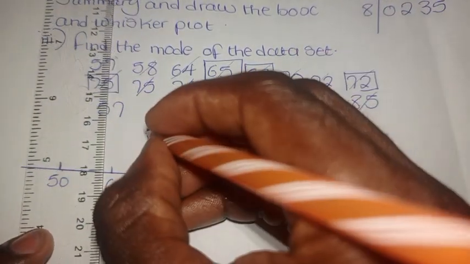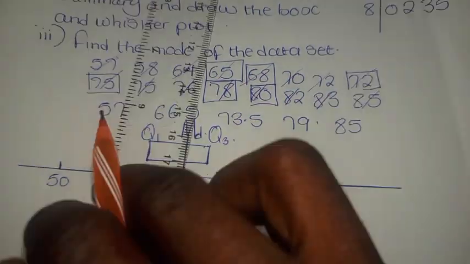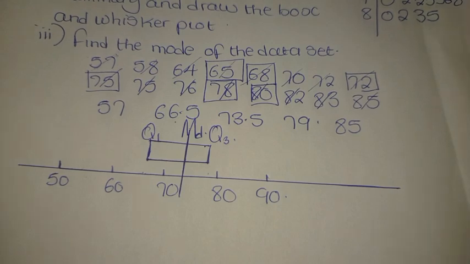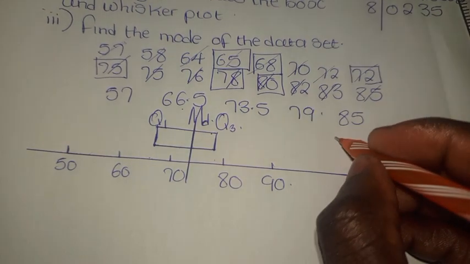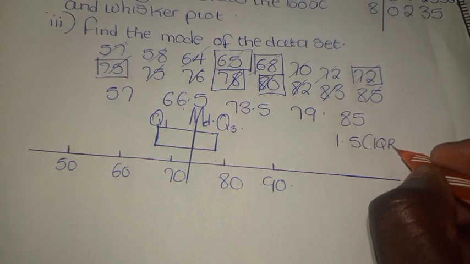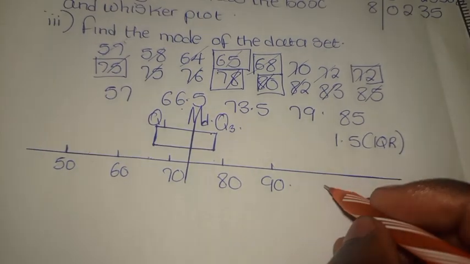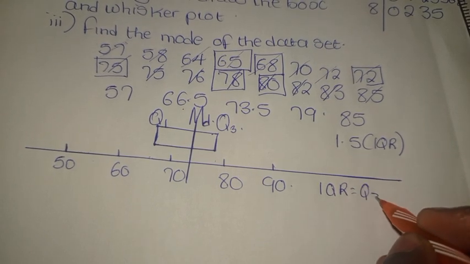So remember, for you to draw the whiskers, they are always 1.5 times the interquartile range. The interquartile range will be equal to the third quartile minus the first quartile, where the third quartile is 79 and the first quartile is 66.5. So 79 minus 66.5, you get the value to be 12.5. So this is how long the whiskers will be. So if you were to check, the value that you have ends on 85. So let's assume 85 is there.